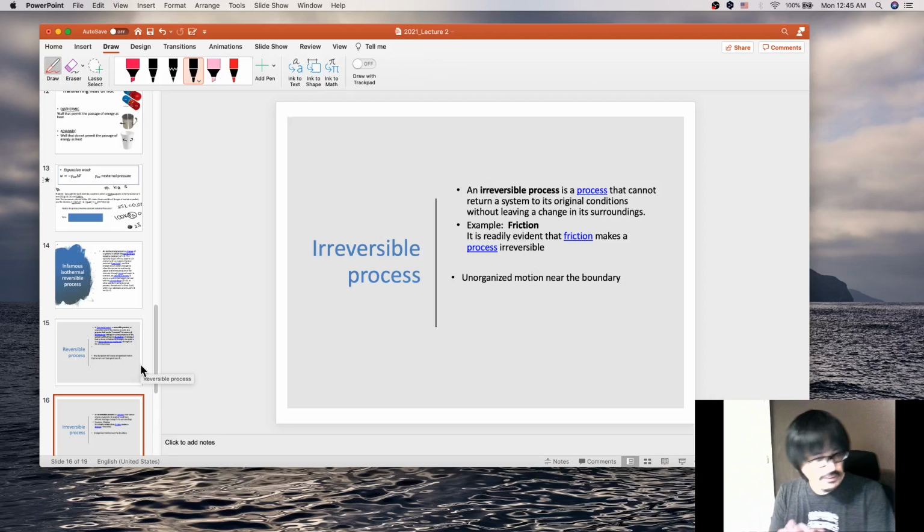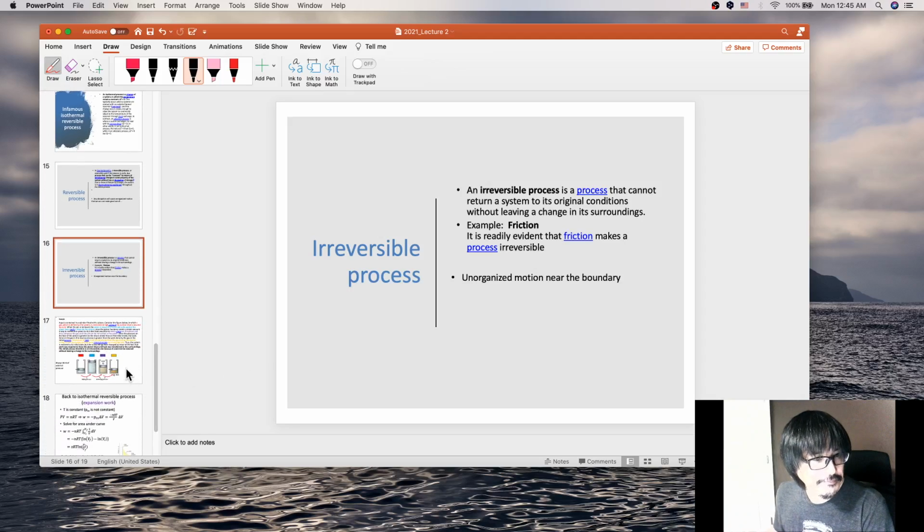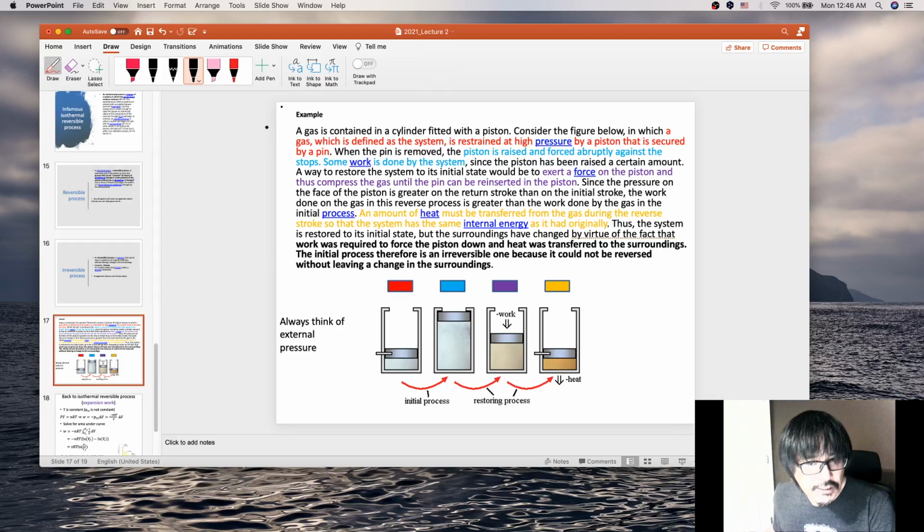Unorganized motion is very difficult to make useful. Organized motion is easier to use, but unorganized motion is very difficult. I will post this slide to the blackboard. So what I want you to do is look at this particular slide, read it, and try to understand what's going on. If you have any questions on this slide, ask me questions on Discord.